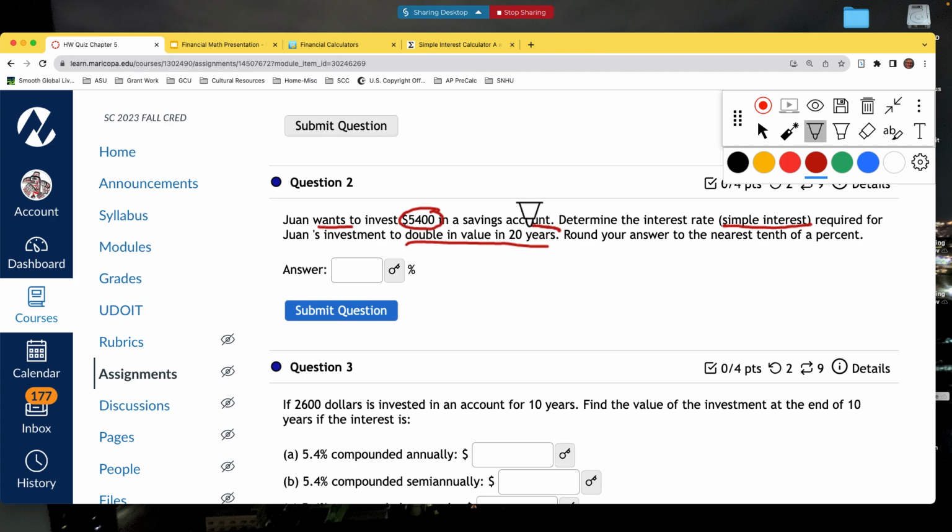So we know the time. Do we know what the future value is? The future value is going to be twice. They want it to double. So 2 times what he puts in, $10,800. So this is what I mean. We're going to put in the future value, the present value, and the number of years. But what we're going to have it solve for is what kind of an interest rate we need to make that happen.